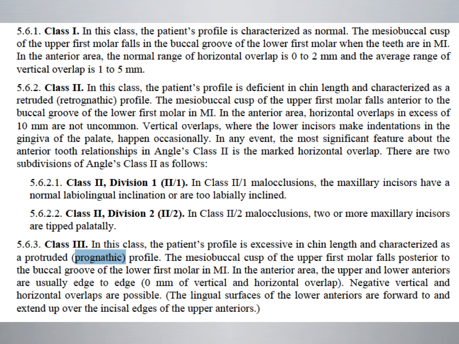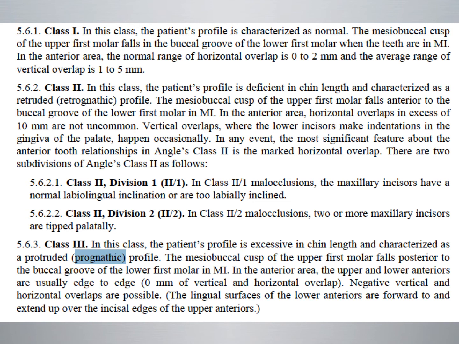So class 1, the patient's profile is characterized as normal. Once again, the mesial-buccal cusp of the upper first molar falls onto the buccal groove of the lower first molar when the teeth are in MI, standing for maximum intercuspation. In the anterior area, the normal range of horizontal overlap is about 2 millimeters. Horizontal overlap means the space between your maxillary anterior teeth and your mandibular anterior teeth, coming straight across, right? Another term used for this is overjet.